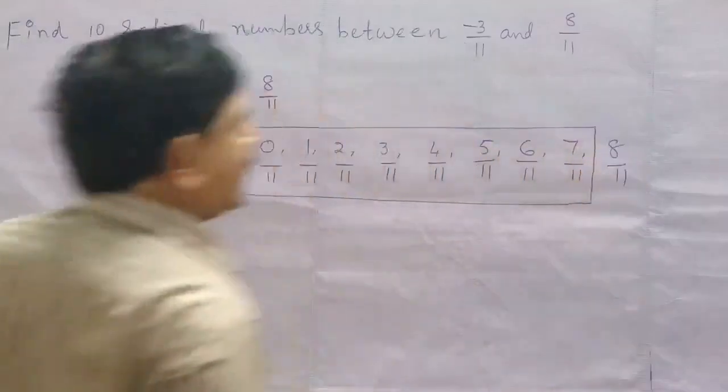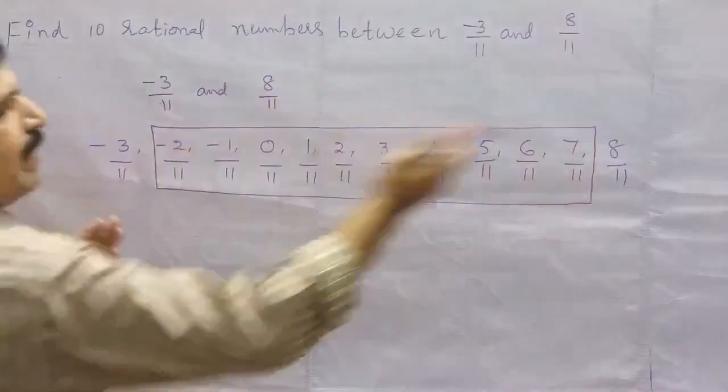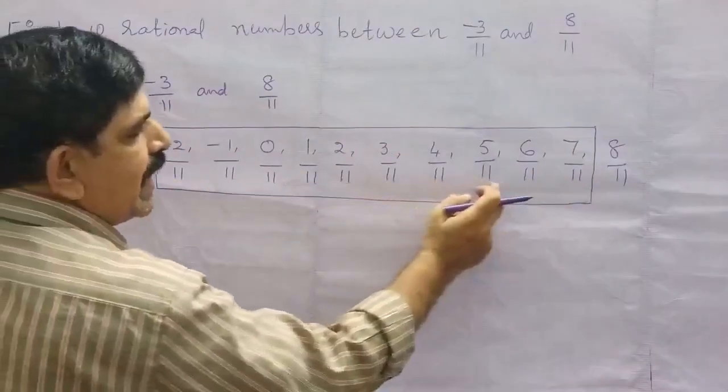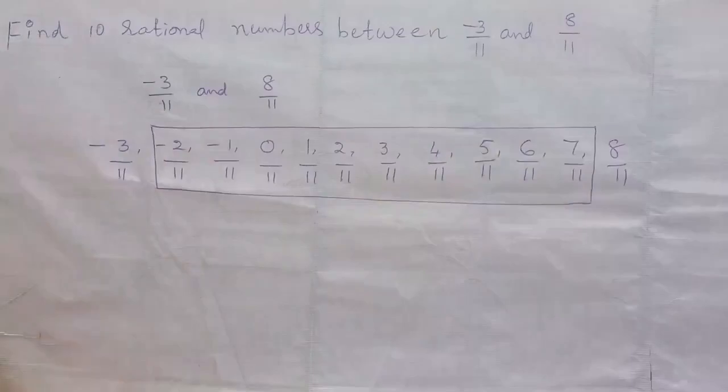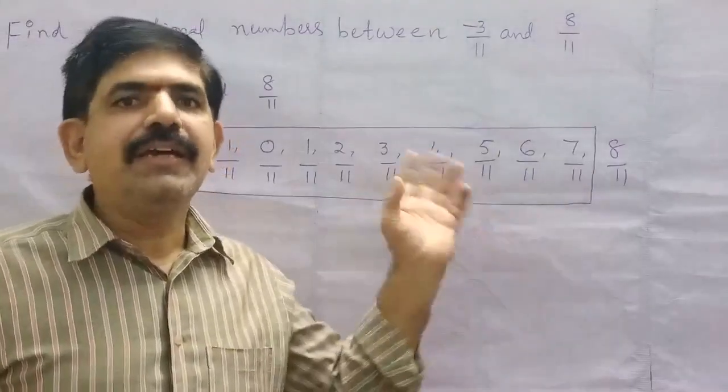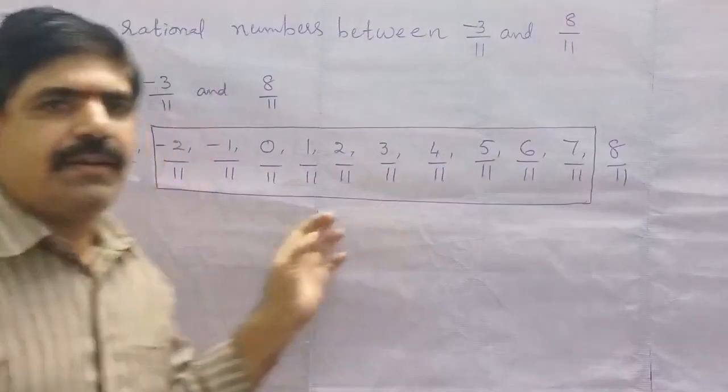Now see how many are there between minus 3 by 11 and 8 by 11. 1, 2, 3, 4, 5, 6, 7, 8, 9, 10. Okay, 10 rational numbers are there. Like this, we can write many rational numbers between two rationals.